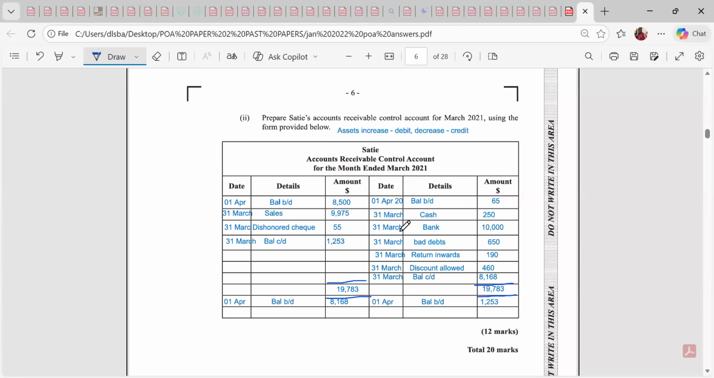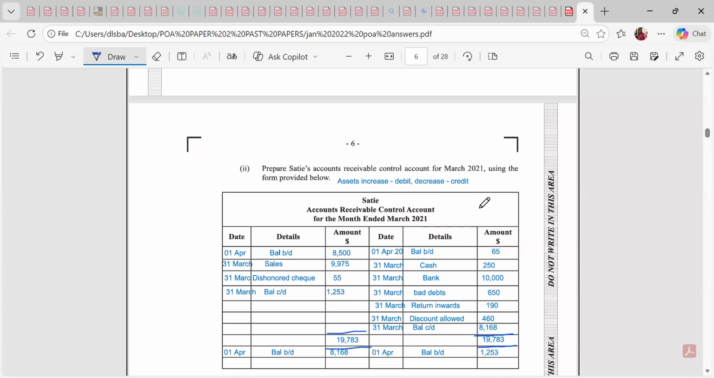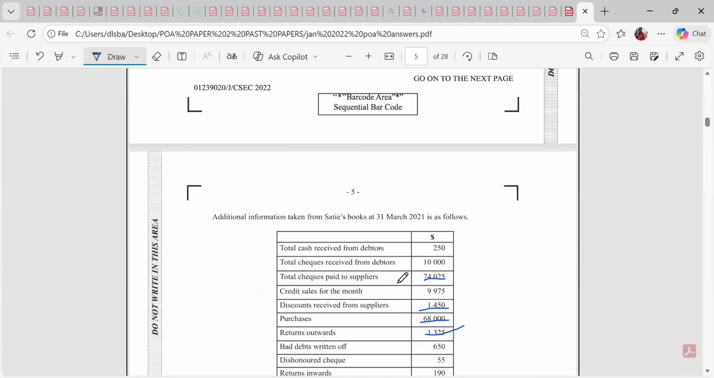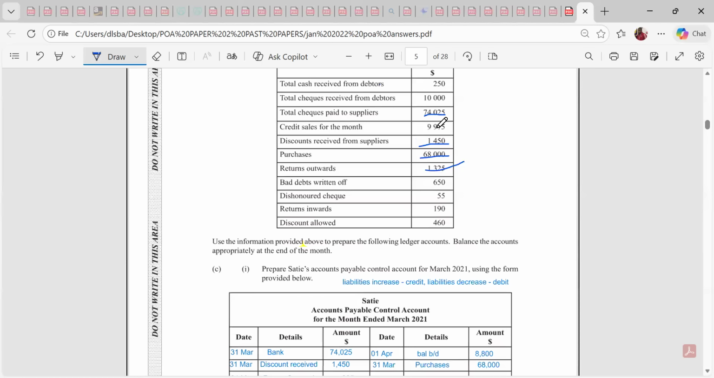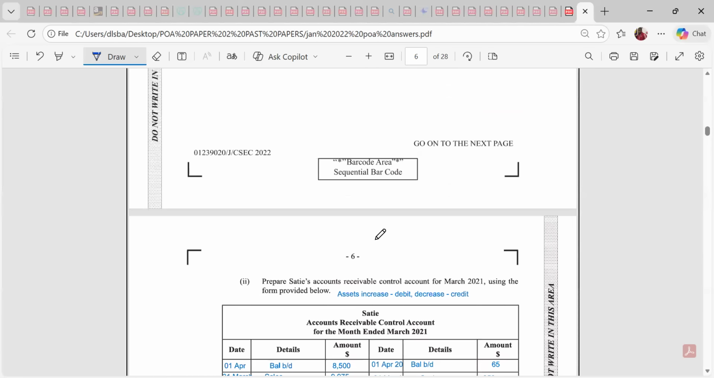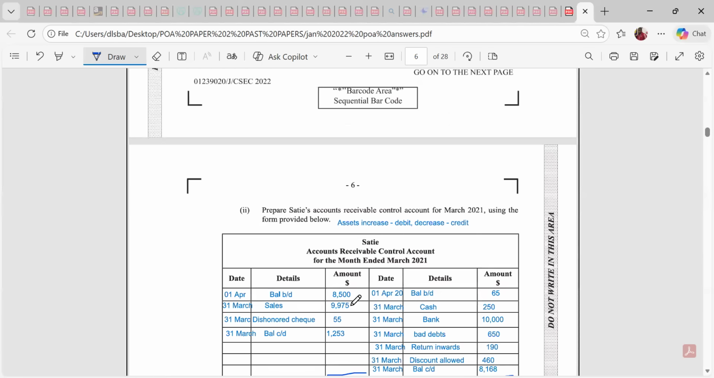Cash 250, bank 10,000. Credit side. Next one, credit sales for the month. If we sell people goods on credit, do they owe us more or less? They owe us more, because they're buying some stuff on credit from you. Right? So because they owe us more, we're going to put it on the debit side. Sales 99.75.